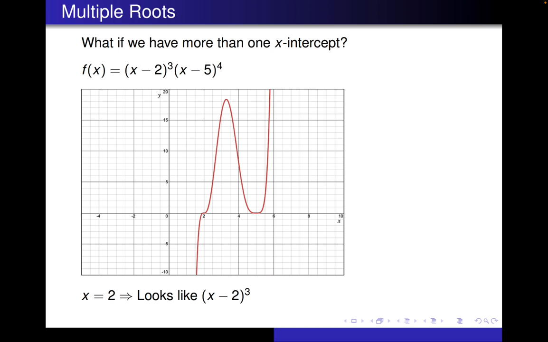At x equals 2, it looks exactly like the graph of (x minus 2) cubed. It sort of cuts through the axis just like (x minus 2) cubed would. And if we look at x equals 5, that looks a lot like what (x minus 5) to the 4th is going to look like. It just skims the axis. So it appears these odd-even rules apply even when we have more than one x-intercept.